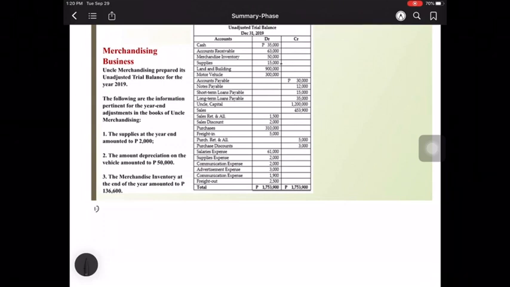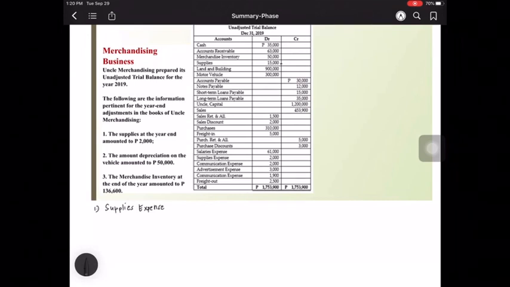So since there is already a use of a supply, a use of a particular asset, it would be proper now for us to recognize an expense. And what expense is that? We have your supplies expense. So debit your supplies expense for the first adjustment.